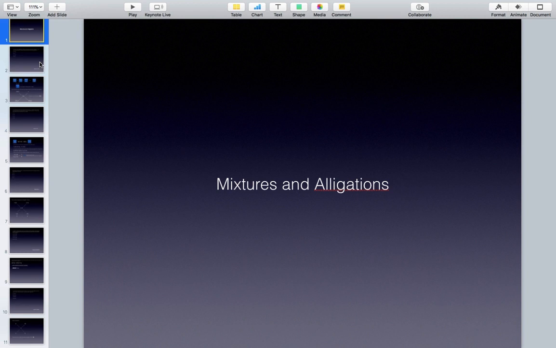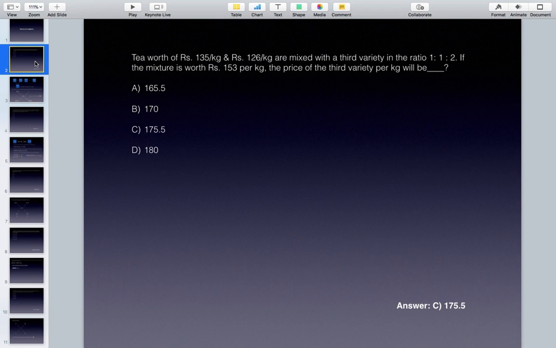So today I've taken the topic mixtures and alligations. Let's go to the first question. Tea worth 135 per kg and 126 rupees per kg are mixed with a third variety in the ratio 1:1:2. If the mixture is worth 153 per kg, then the price of the third variety per kg will be: option A 165.5, option B 170, option C 175.5 and option D 180.